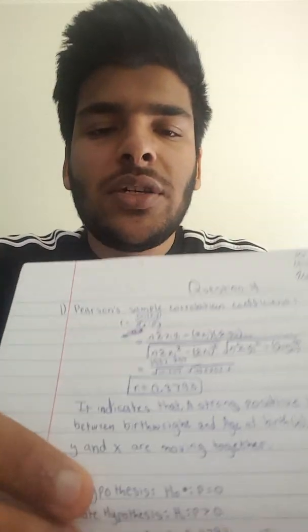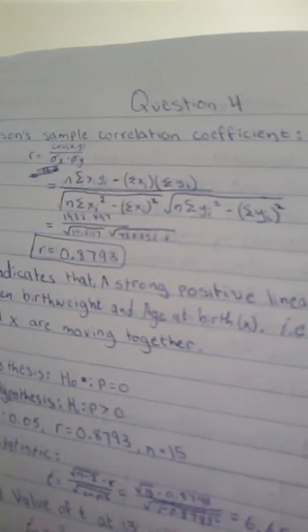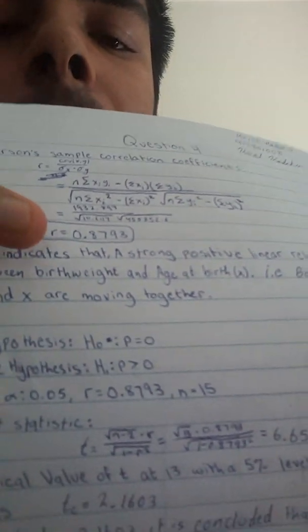Question 4. To calculate the Pearson sample correlation coefficient, we have to use the equation R equals n sigma x sub i y sub i minus sigma x sub i multiplied by sigma y sub i, all over the square root of n sigma x sub i squared minus sigma x sub i squared, multiplied by the square root of n sigma y sub i squared minus sigma y sub i squared, which the equation is right there.